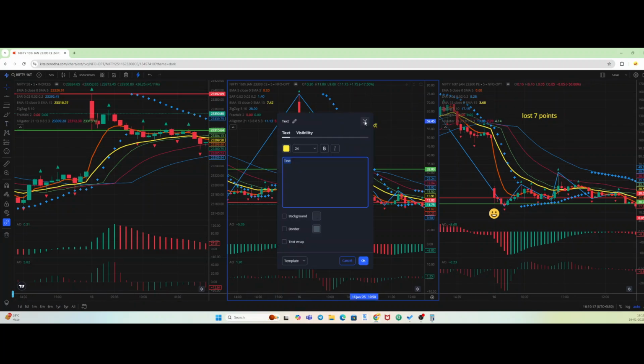First trade we lost 7 points. Second trade we booked 19 points.